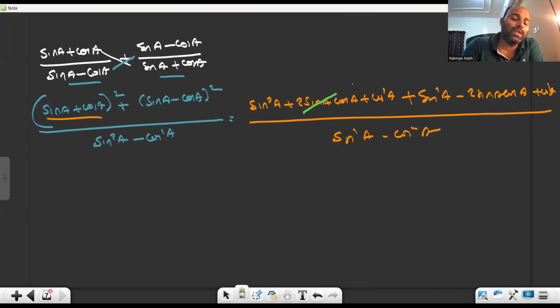So you can cancel 2 sin A cos A, 2 sin A cos A, you can cancel. Now, sin square A and cos square A you add, that is what you want.